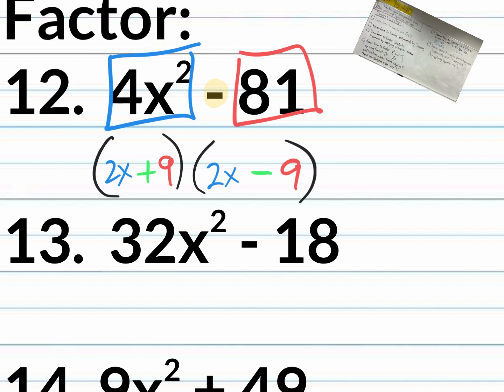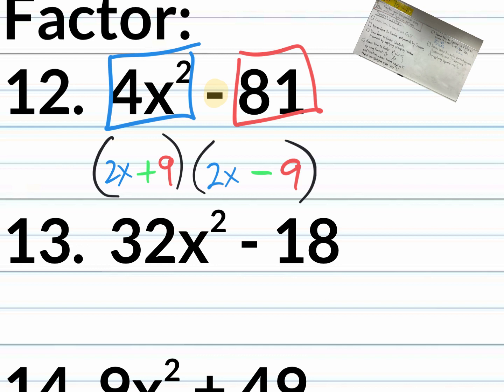So if you go 2x times 2x, you get the 4x squared. 2x times negative 9 is negative 18x, but then positive 9 times positive 2x is a positive 18x. So the negative 18x and the positive 18x disappear, which makes it a binomial, not a trinomial. So very important, you need a minus sign between your two perfect square terms to be able to square root them and put one plus, one minus, okay?